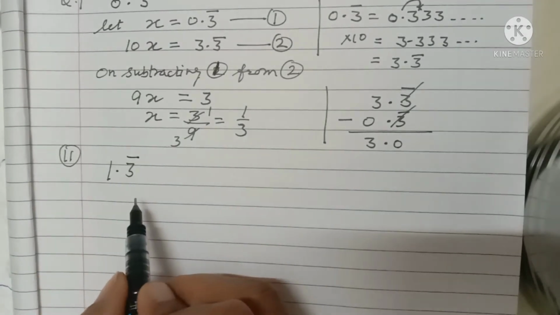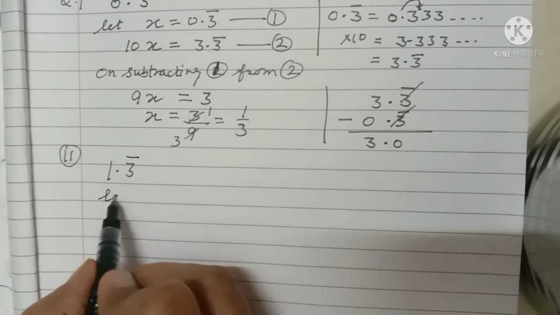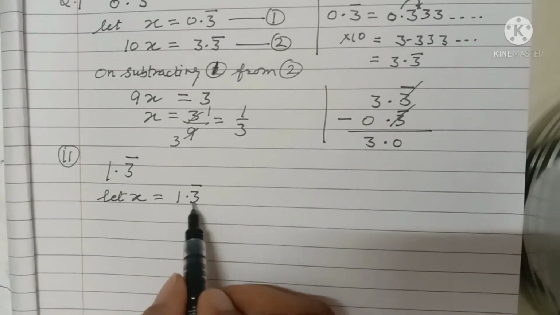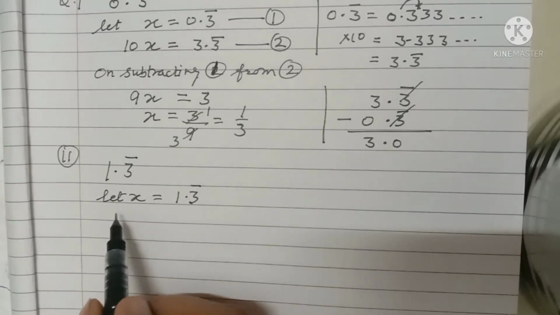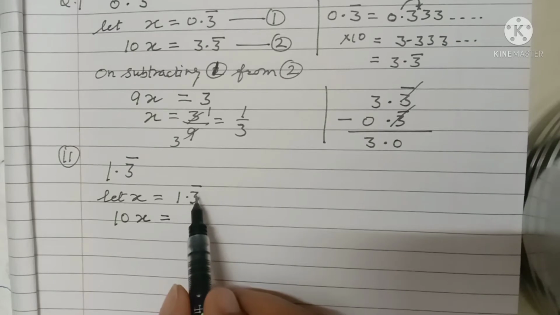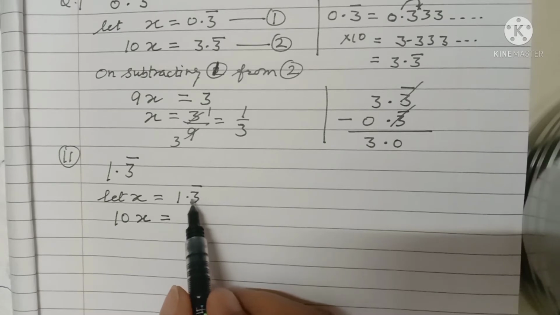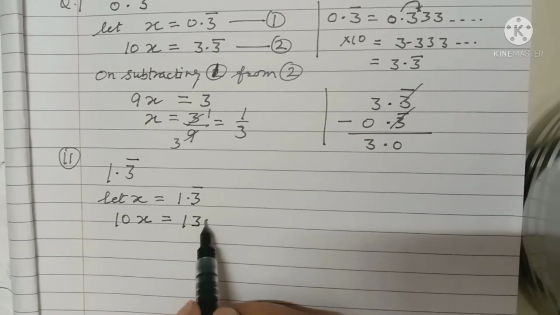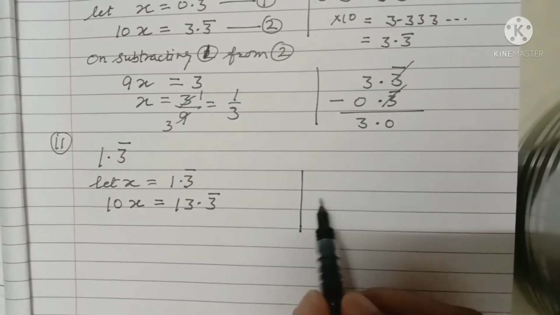1.3 bar. This is part 2. So let x be equal to 1.3 bar. Now here the bar is on a single digit, so you will multiply x by 10. So 10x is equal to, this will also be multiplied by 10, so the decimal will shift after one digit. So you can write it as 13.3 bar, showing here how it comes.